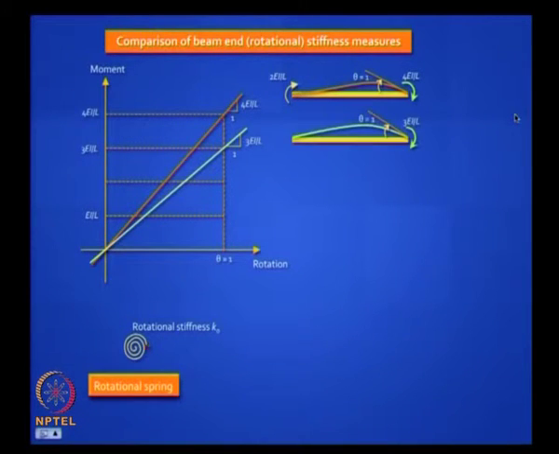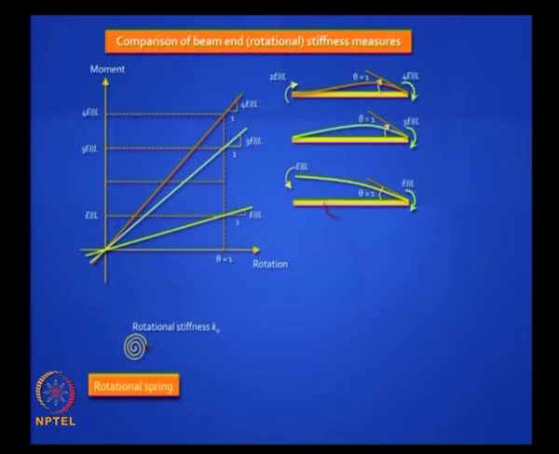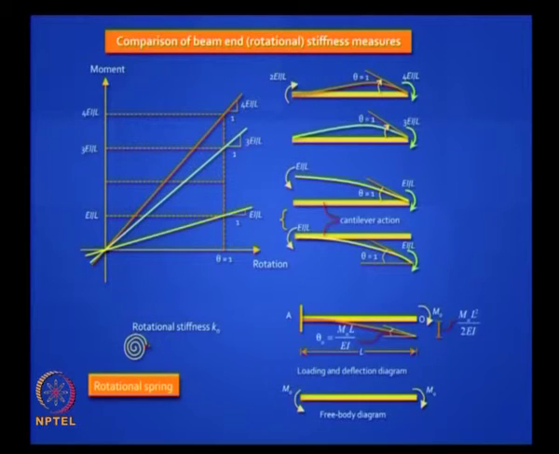If you take the next case where the deflected shape looks like that, you get 3 EI by L. If you take the next shape where you have a cantilever type behavior, you get EI by L. Now you can also get the same EI by L by fixing the left end and applying the moment at the other end, right. So you have to look at the deflected shape, and from the shape you figure out whether you got a cantilever behavior or not. Is it clear?